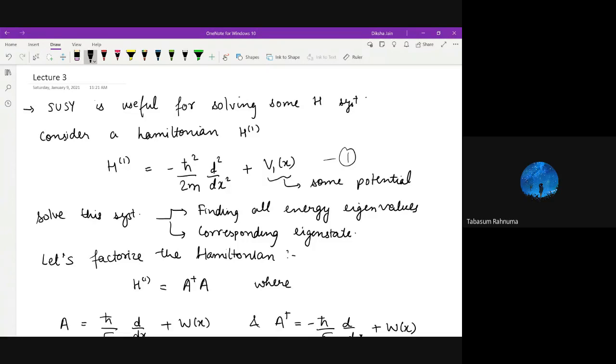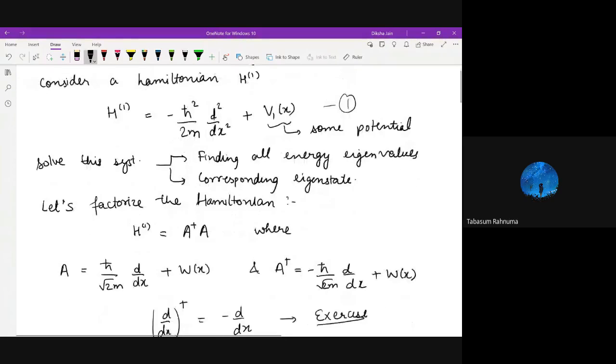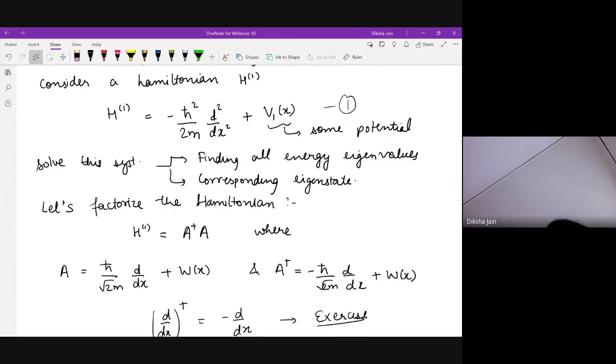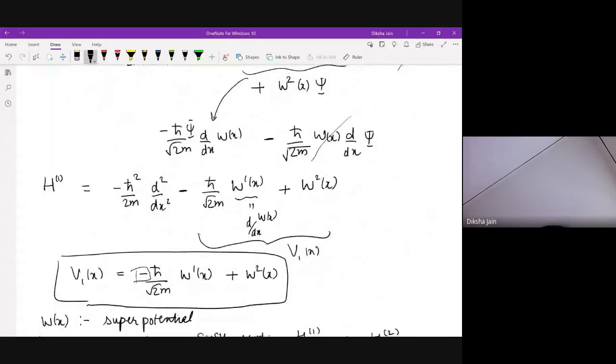So how do we choose our H2, that you have written, like let's factorize the Hamiltonian as A dagger and A? Is this because you are taking only the supersymmetric type Hamiltonian, isn't it? No, no, no. You can write any Hamiltonian in this way, because if you write it in this way, you will find that the potential should have this form.